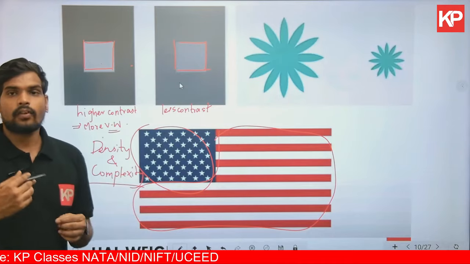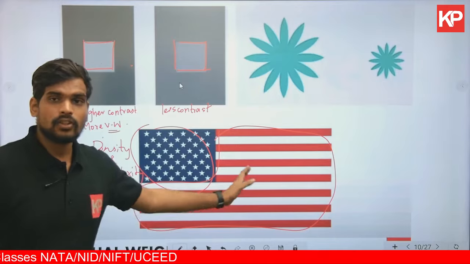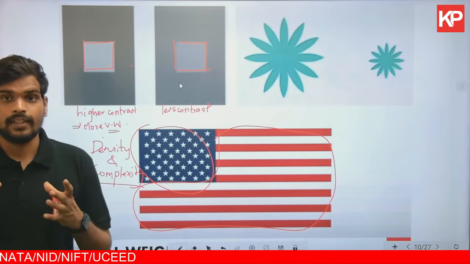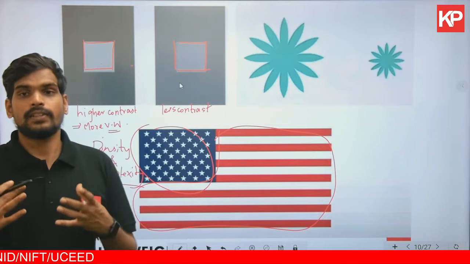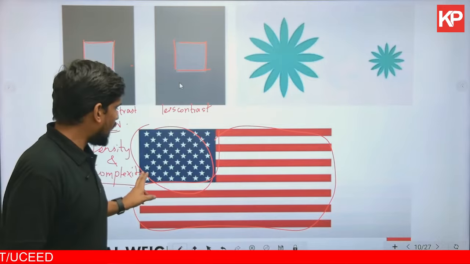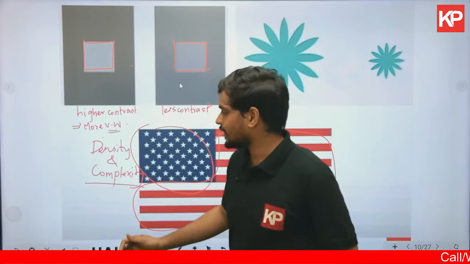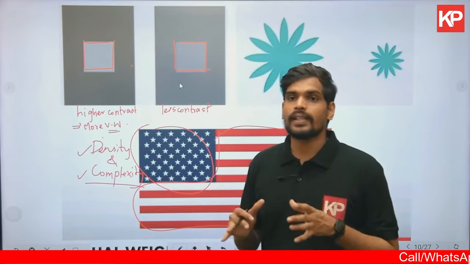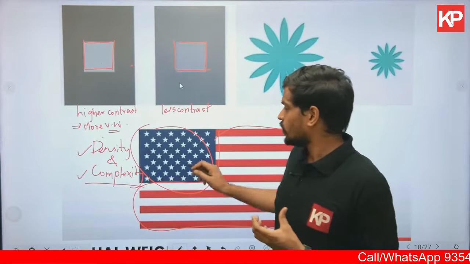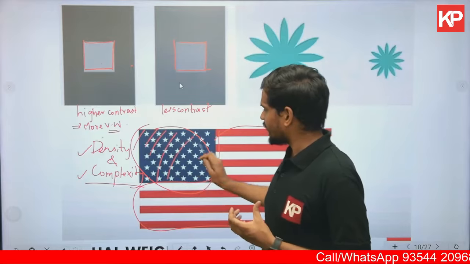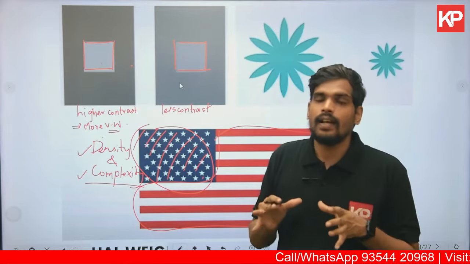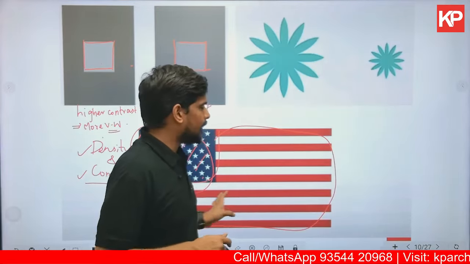Complexity, because there are complex shapes. The remaining is all straight lines. Here you are having stars. A star is a relatively complex shape compared to straight lines. So you have complex shapes, and those complex elements are closely packed. That is density. So density and complexity also increase the visual weight. Because you're concentrating the density and complexity in this small area, that is able to balance this large red heavy weight.